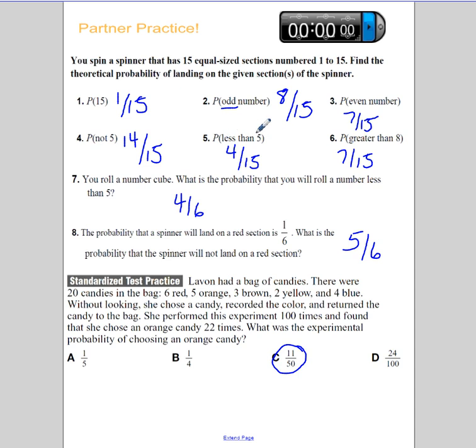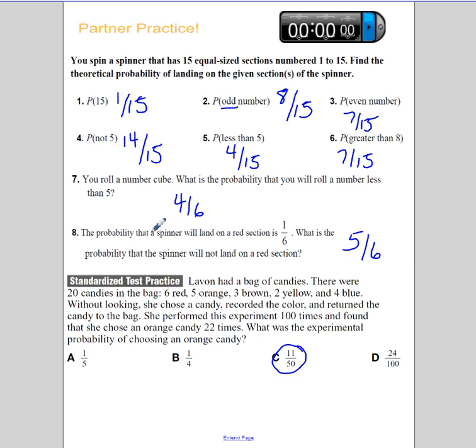Be careful with less than 5. Less than 5, that would mean either 1, 2, 3, or 4. That would not include 5. Just like greater than 8 would not include 8. If I said greater than or equal to 8, that probability would be 8 out of 15, right? But greater than 8 just means 9 through 15. Okay, 7's pretty straightforward. What's the probability that you'll roll a number less than 5? Again, less than 5 doesn't include 5.